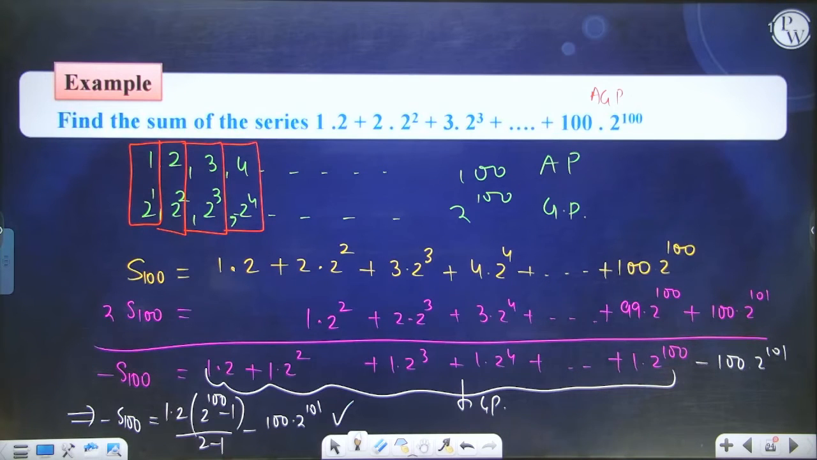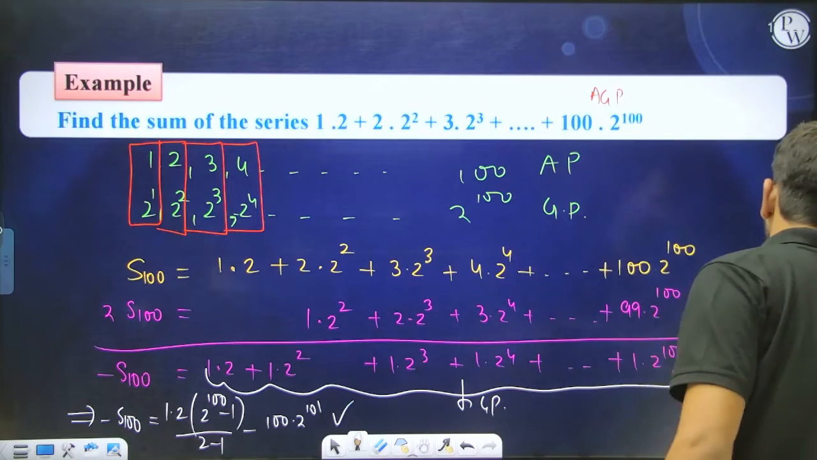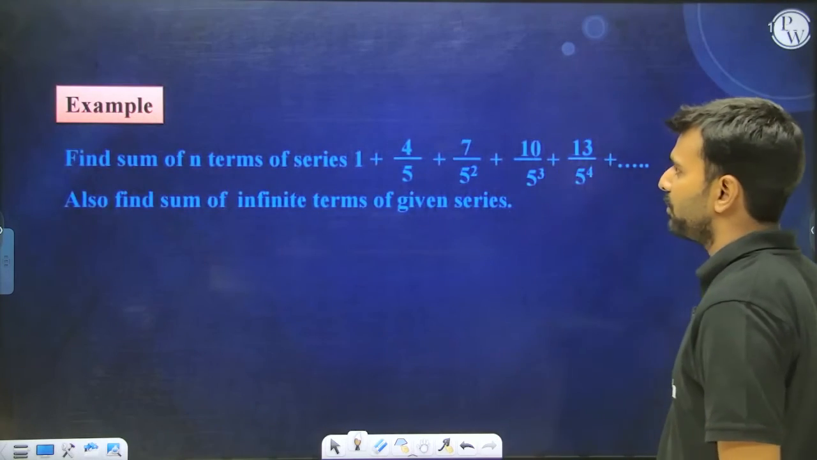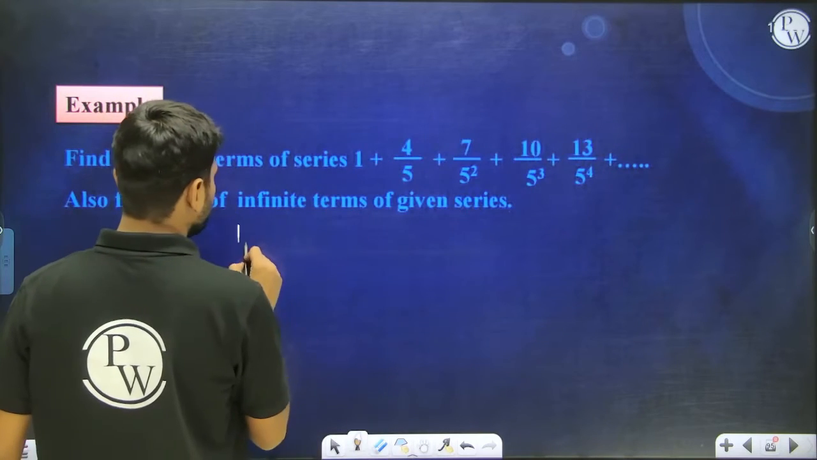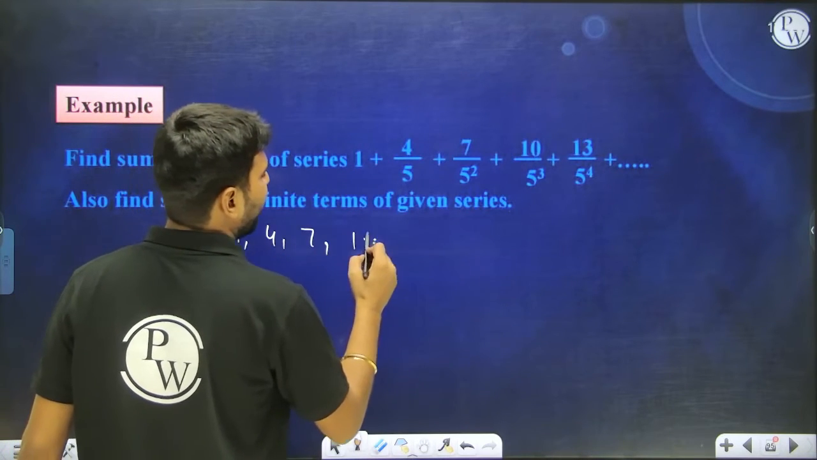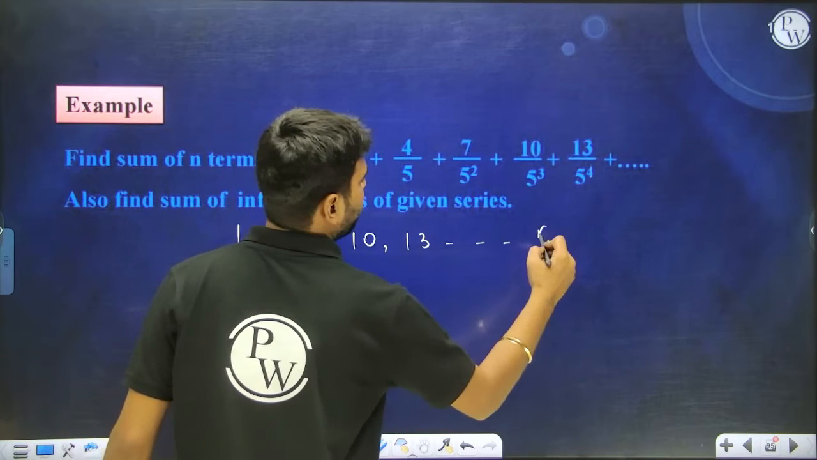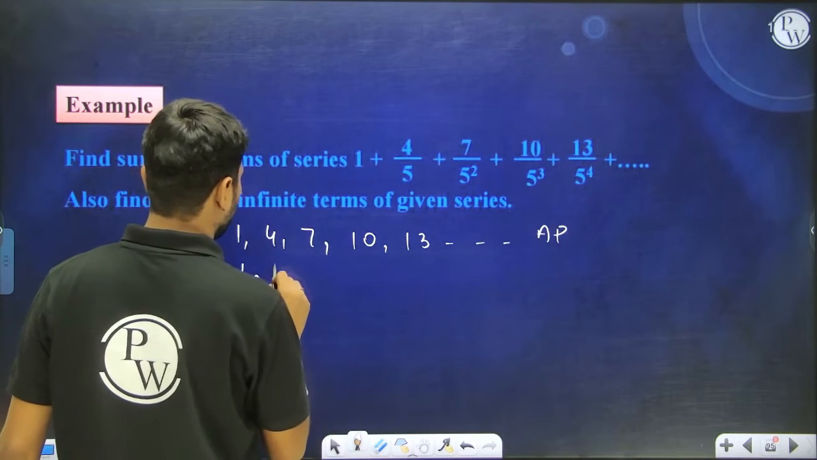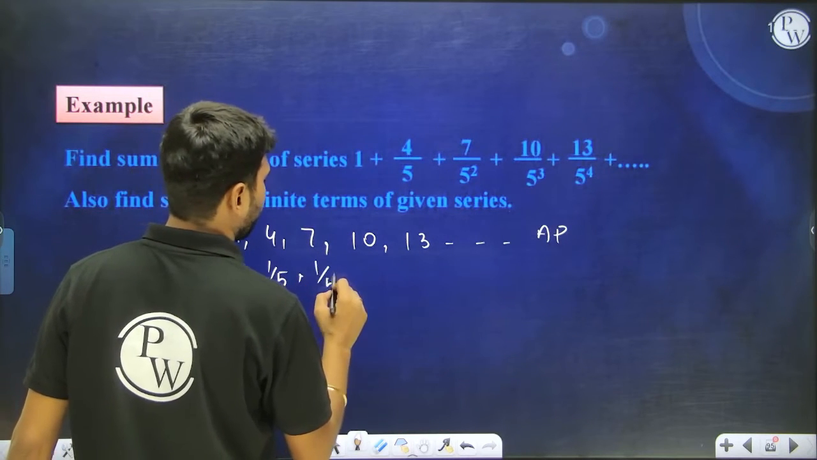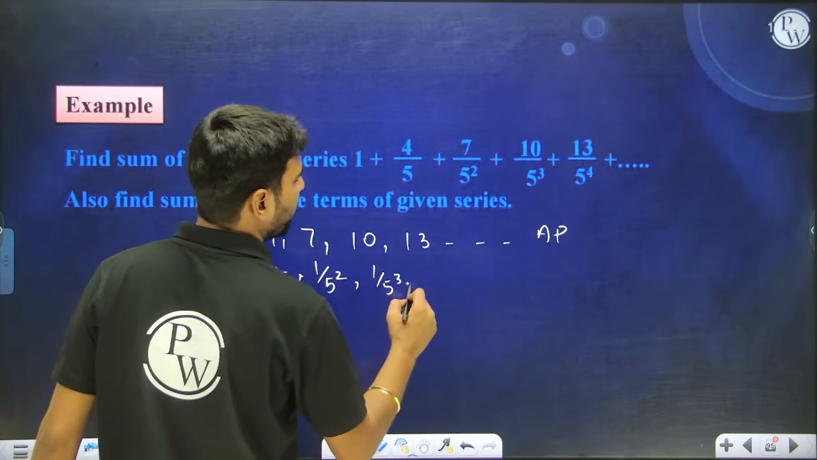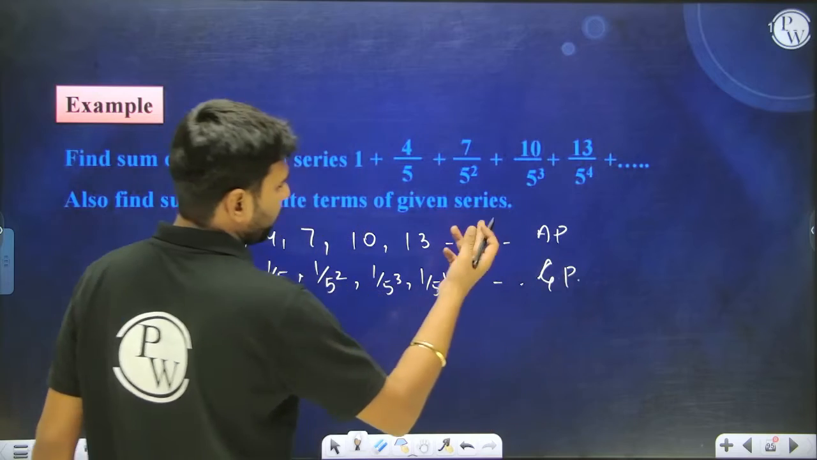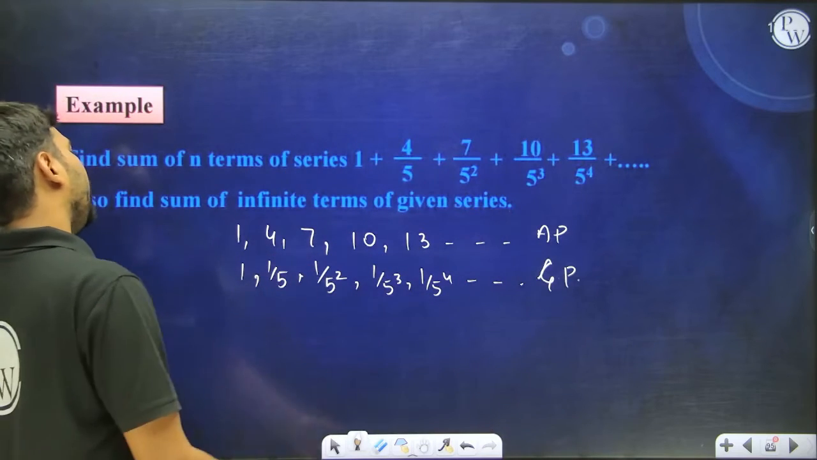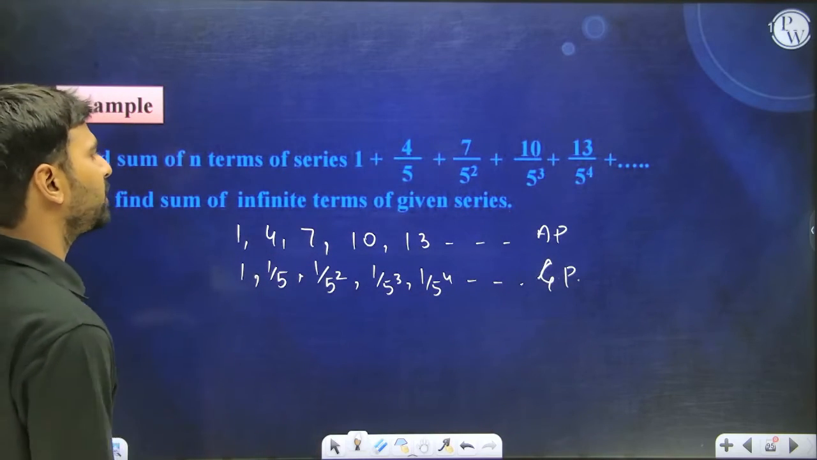Okay, I hope the problem is clear to all of you. Always, this very basic method we have to follow and the problem will be solved. Over here, find the sum of first n terms. Over here if you see 1, 4, 7, 10, 13 and so on, this is the AP. And if you see 1 by 5, 1 by 5 square, 1 by 5 cube, 1 by 5 to the power 4 and so on, this is the GP. This is an AGP, that's why. And we need to find out the sum of infinite terms of the given series.